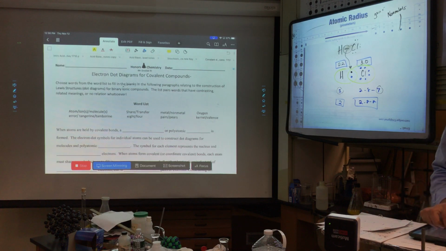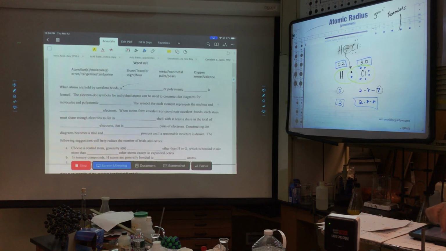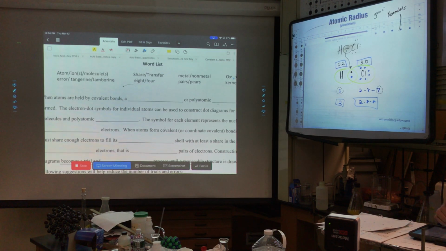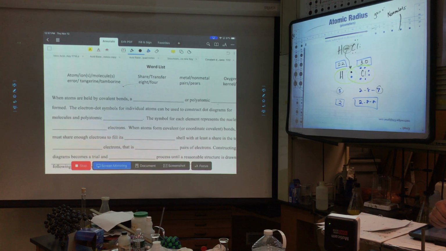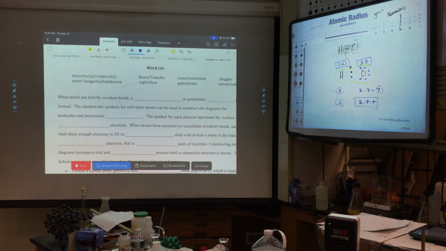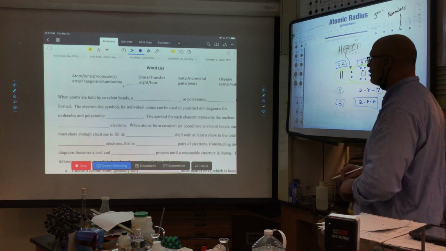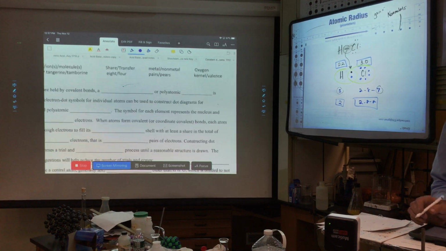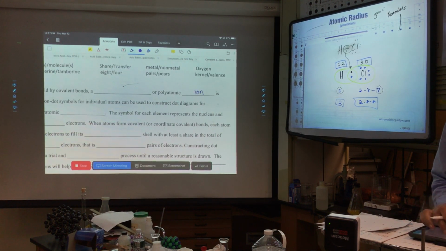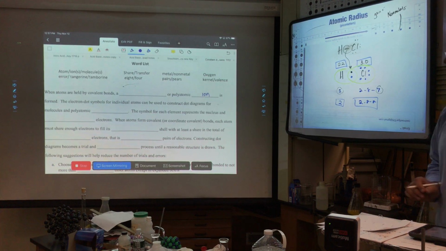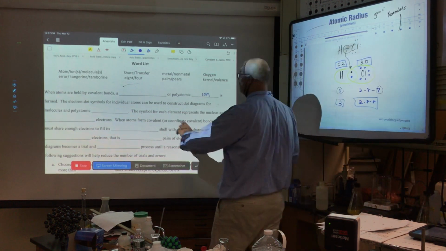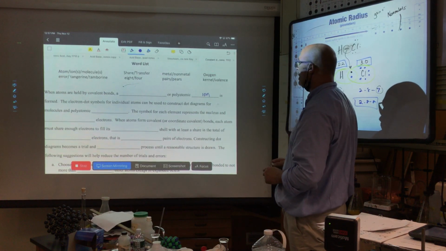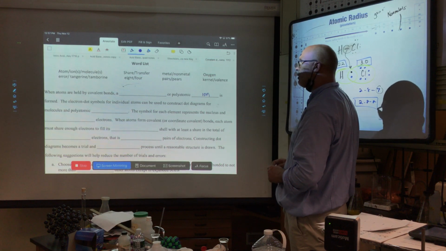Let's just see if we can understand what I basically said by filling in the dashed lines. When atoms are held by covalent bonds, a blank or polyatomic, now that one you won't know. This is a polyatomic ion. We'll get to this another day. Okay, the other one. When atoms are held by a blank or blank, a blank is formed. What do you think it is?